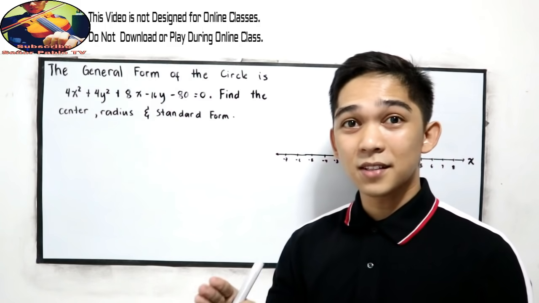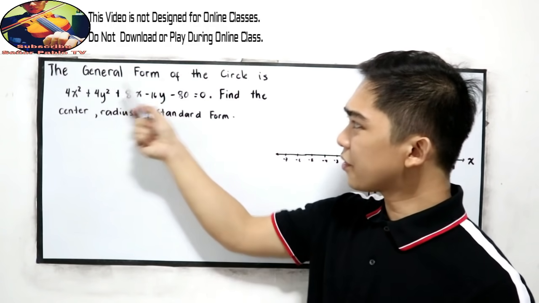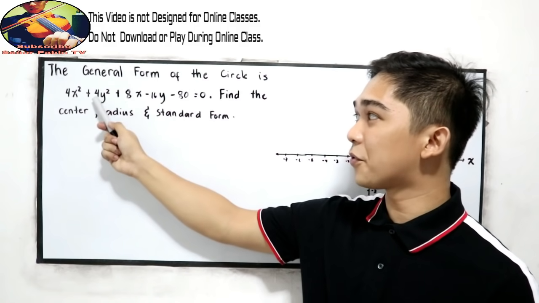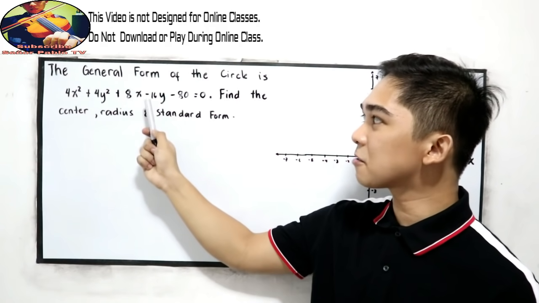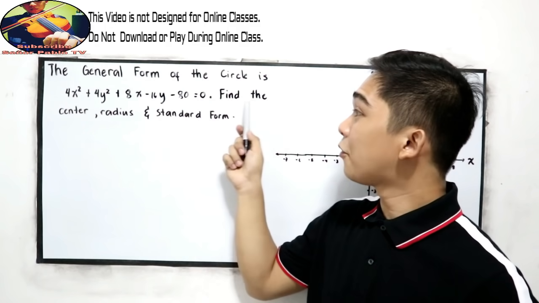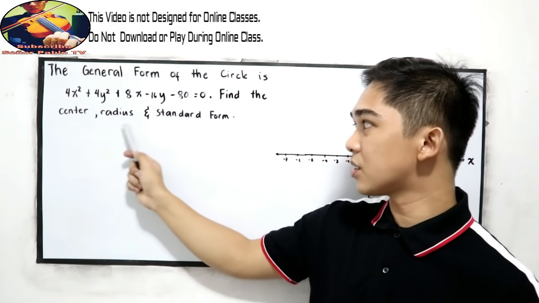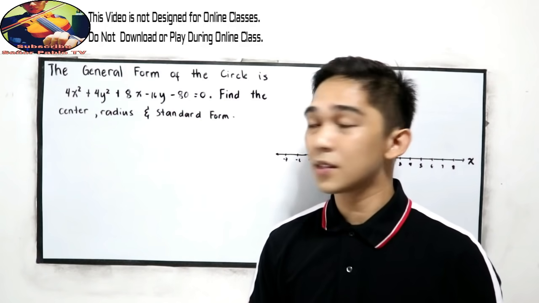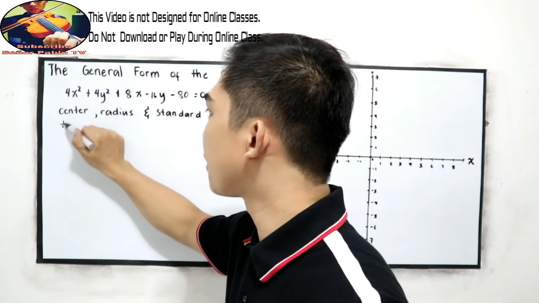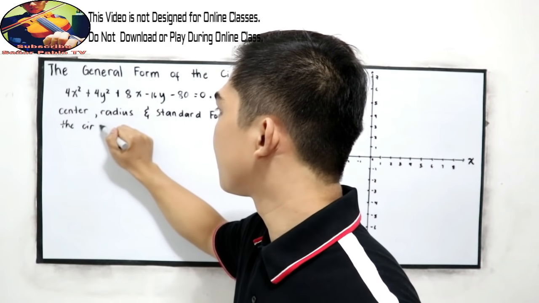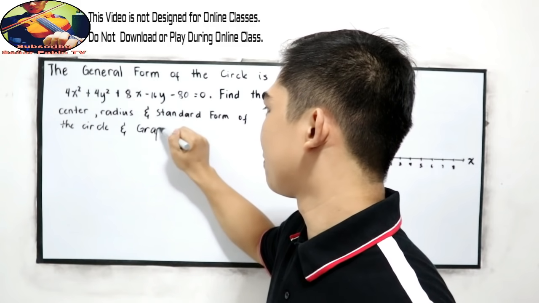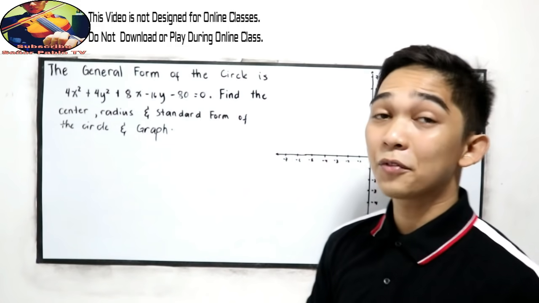Now, the problem is, the general form of the circle is 4x squared plus 4y squared plus 8x minus 16y minus 80 is equal to 0. Find the center, radius, and standard form of the circle, and graph. Then graph the circle.